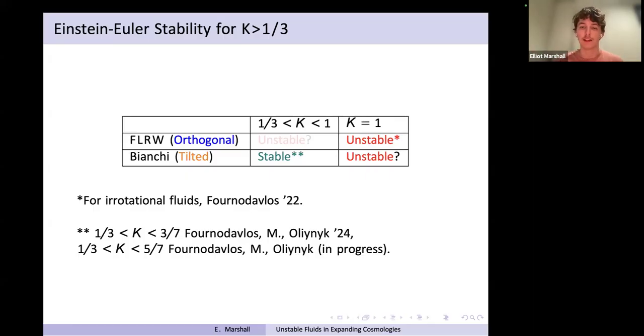Now, I don't want to emphasize these results too much. I just wanted to mention them to show that you can actually get some sort of global stability result beyond this radiation threshold. But really, the focus of this talk, and in some sense, the more physically relevant case, is looking at these perturbations of the FLRW solution. And here you expect them to be unstable.